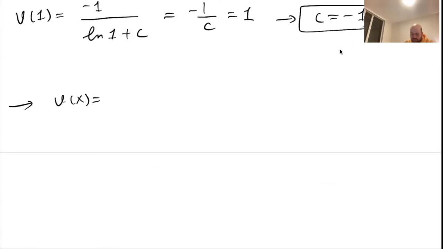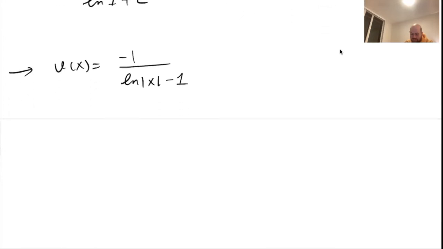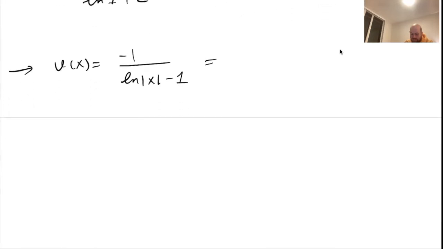So that means v of x equals minus 1 over ln absolute value x minus 1, which can be written, if I multiply top and bottom by minus 1, as 1 over 1 minus ln absolute value x.